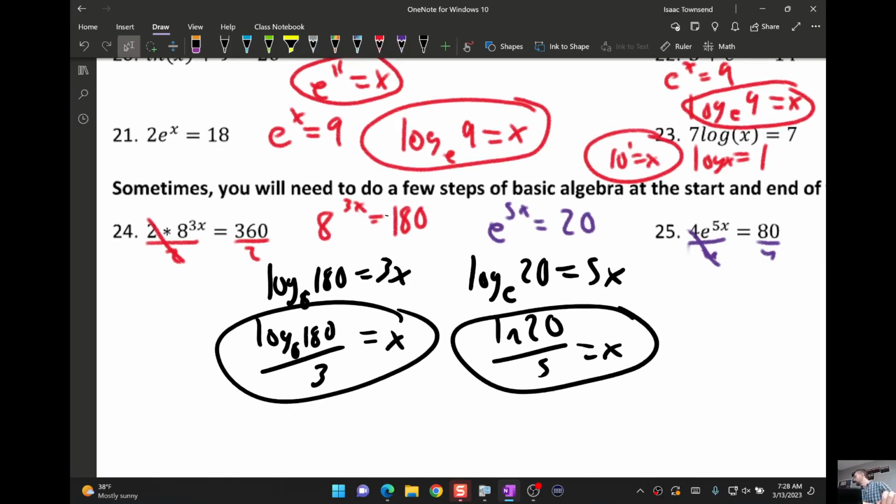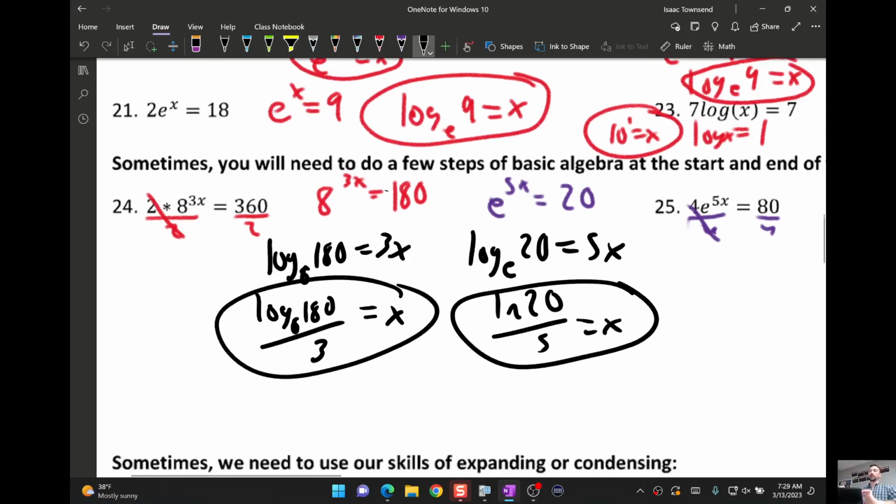Okay, I think that's the end of the front page. Any immediate questions y'all see yet? Okay, let's keep going.